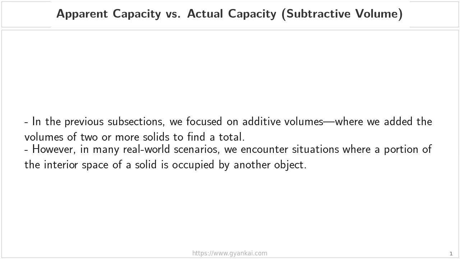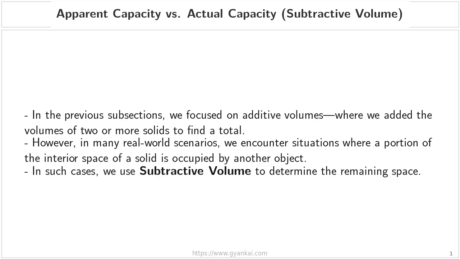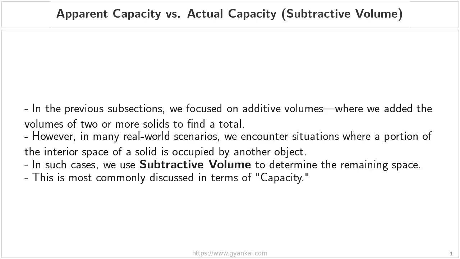Often, we encounter situations where the interior space of a solid isn't just empty. Instead, a portion of that space is actually occupied by another object sitting inside it. When this happens, we can no longer simply add volumes together. Instead, we must use a method called subtractive volume to determine the remaining usable space. You will most frequently encounter this concept when we discuss capacity, which we will define in more detail in the next few slides. So, keep that idea of taking away or subtracting in mind as we proceed.